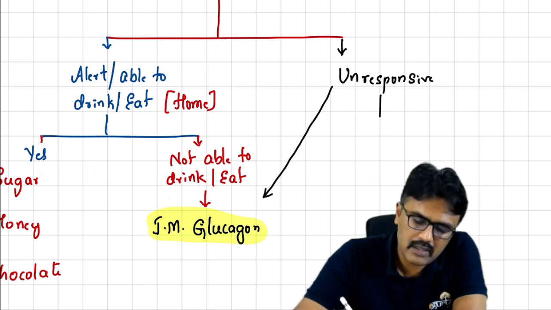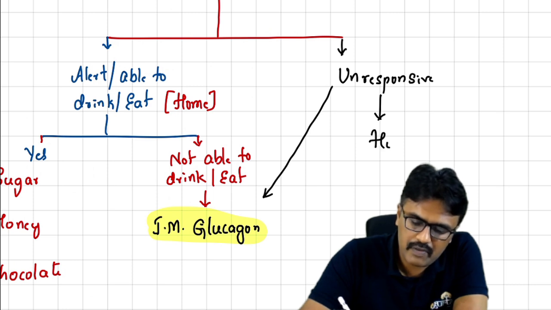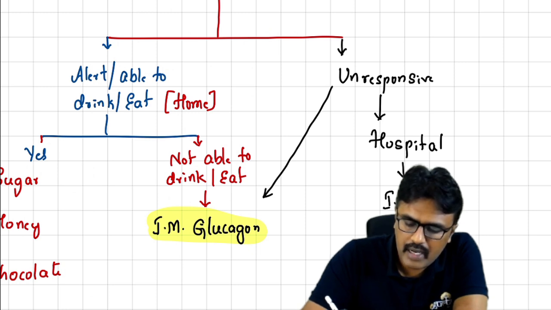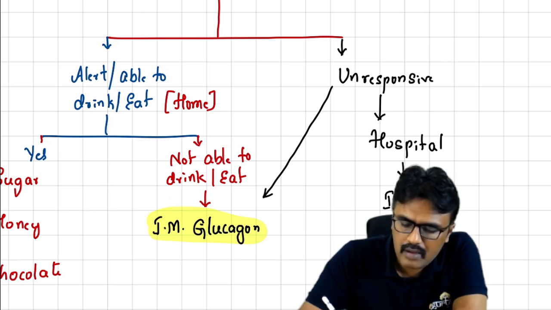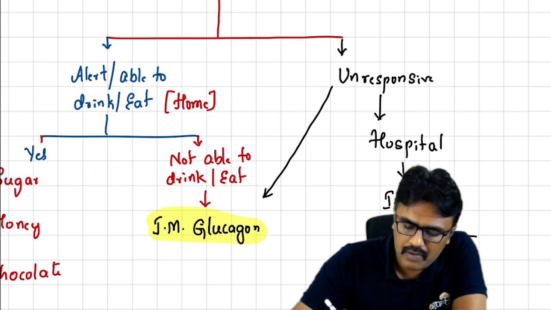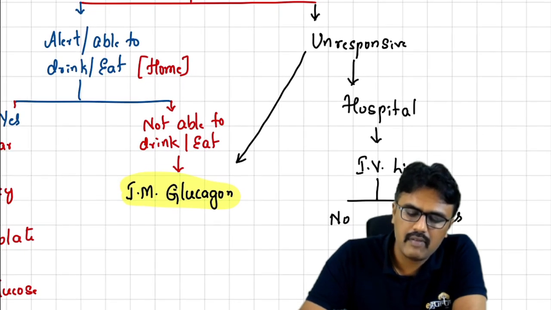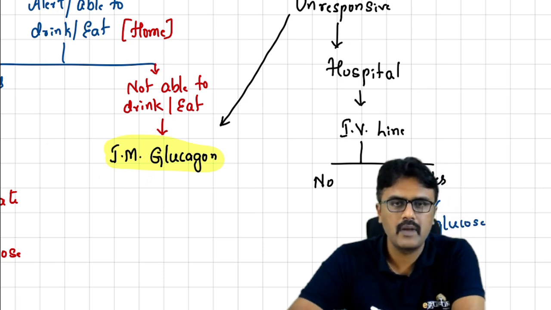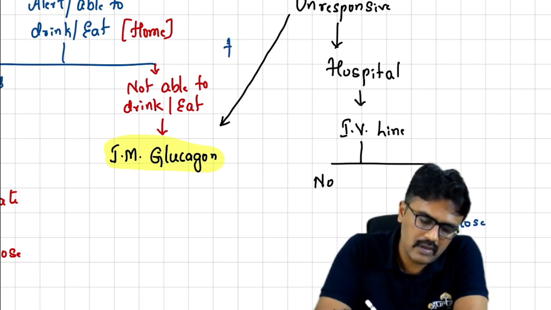But if the patient is in hospital, now it depends whether you can get an IV line or not. If you can get an IV line, so yes or no. So if you can immediately get an IV line, then what you can do is you can give IV glucose only. So this is at home, I told you. This is at home if he is unresponsive.